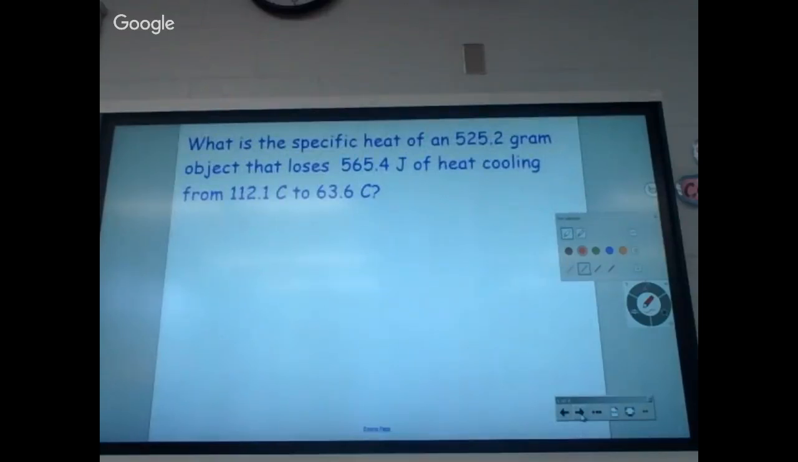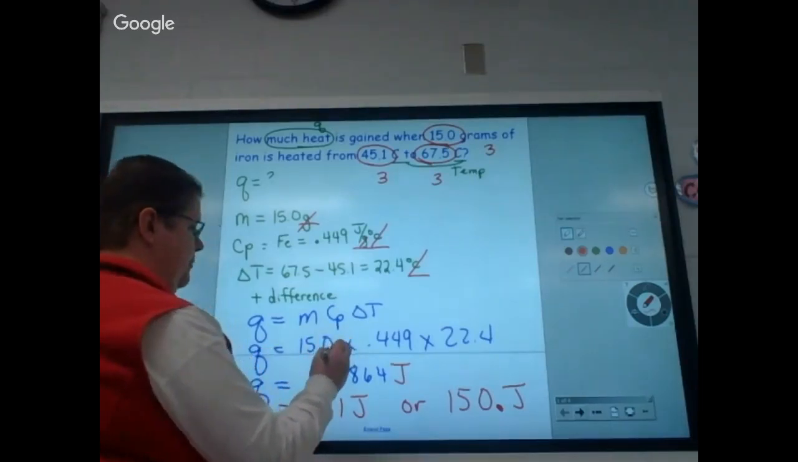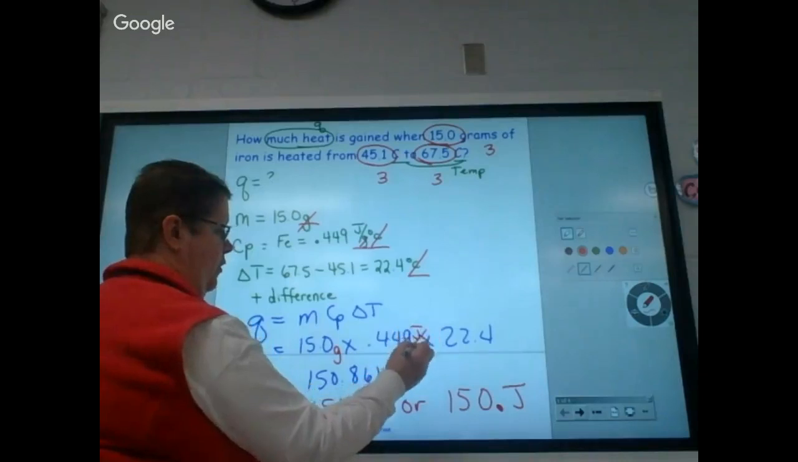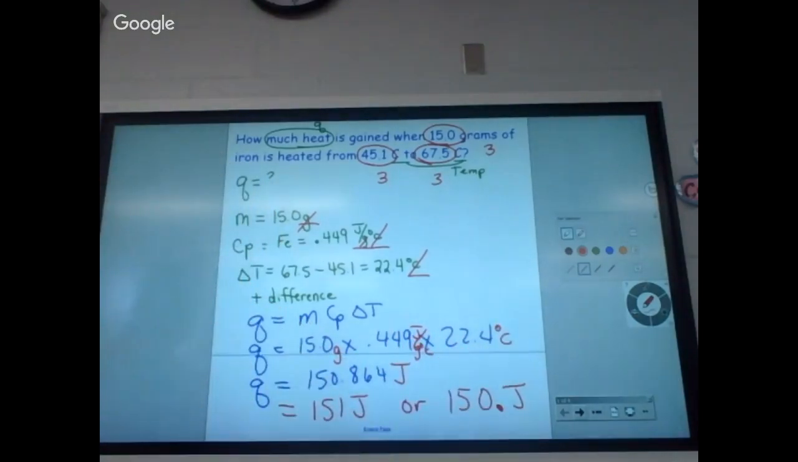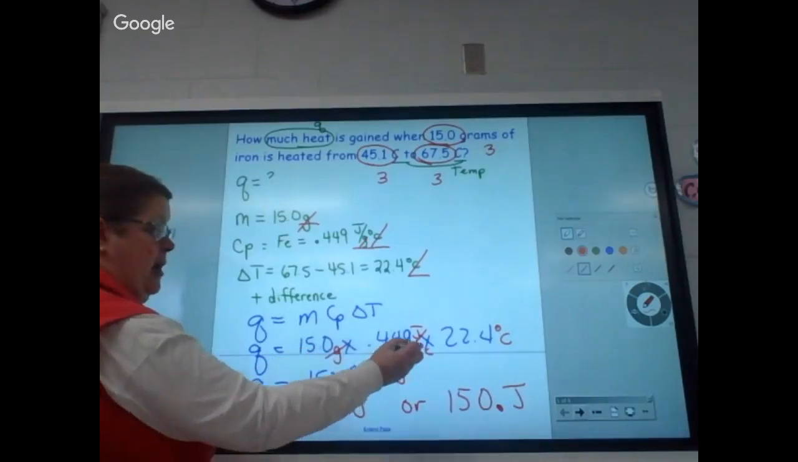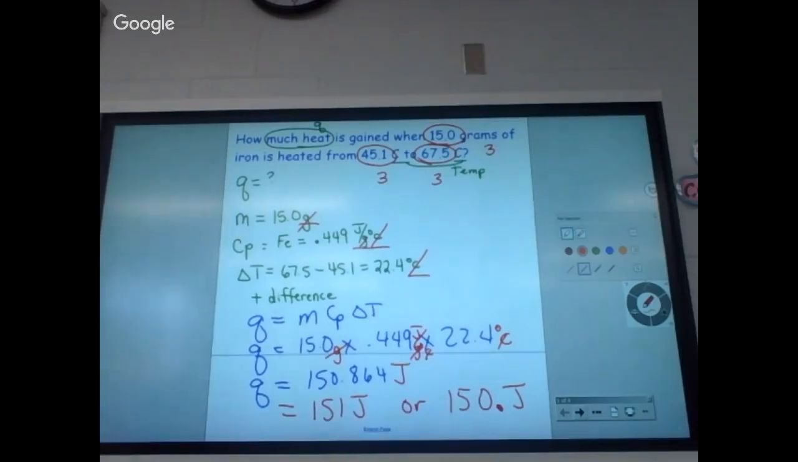Alright. Second example. You need me to go back? Because when you multiply, you would have grams here, joules over grams degrees Celsius here, and degrees Celsius here. So when they multiply, this gram is going to cancel. That's in the denominator. Those two are in the denominator, and the other two are in the numerator.